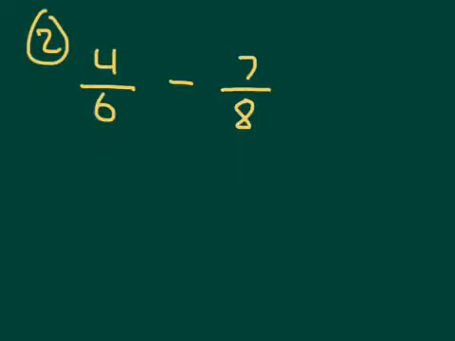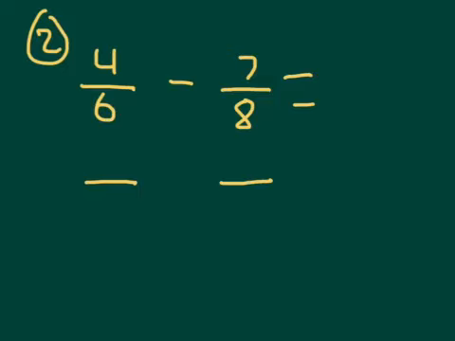Alright, let's try one more of these. Like I said, this is hard, so you may not completely grasp it yet, and that's okay. We're going to try 4/6 minus 7/8. Remember, the first step is to realize you can't just add straight across because you don't have common denominators. 6 and 8 are not the same. So you rewrite your fractions with the two fraction bars underneath, and your goal is to find a common denominator that works for both 6 and 8.